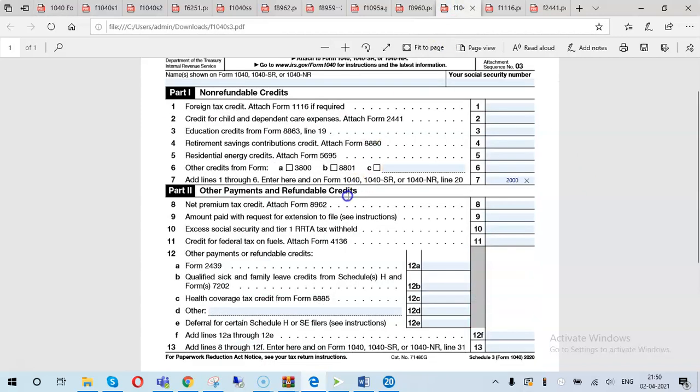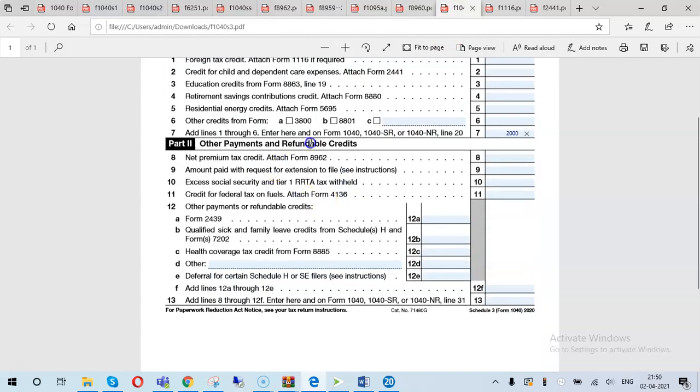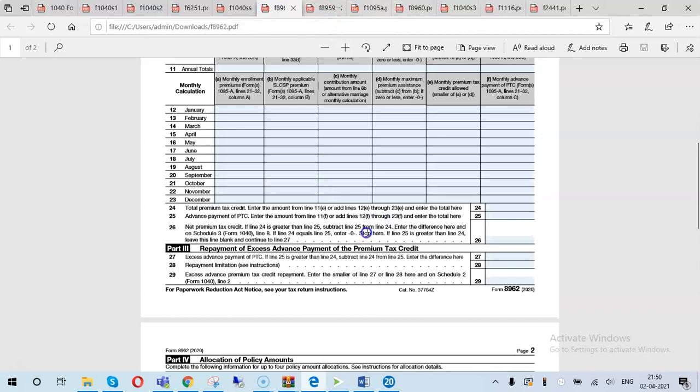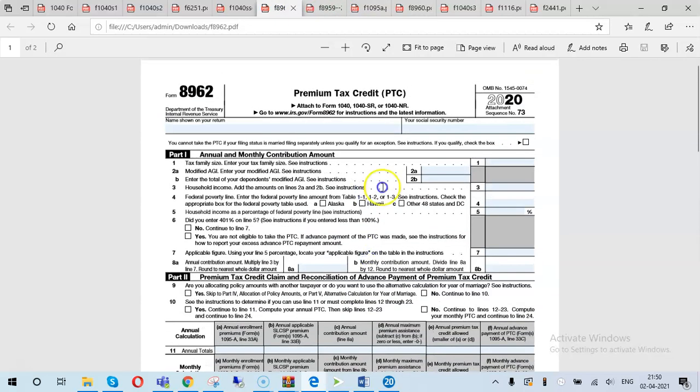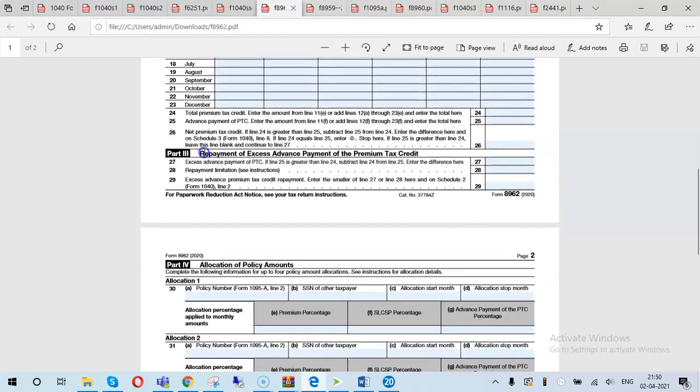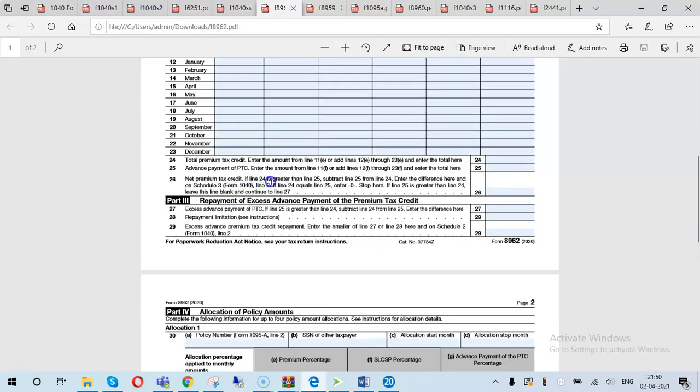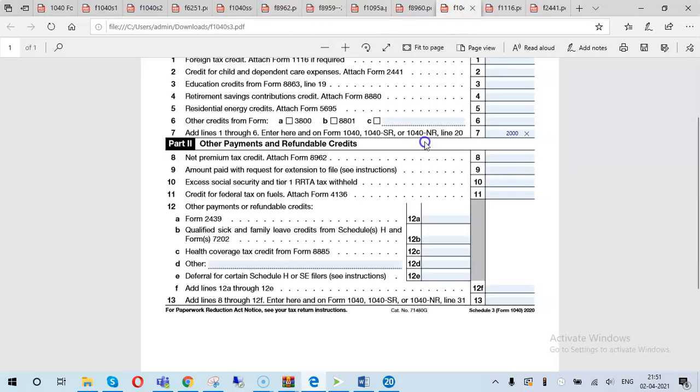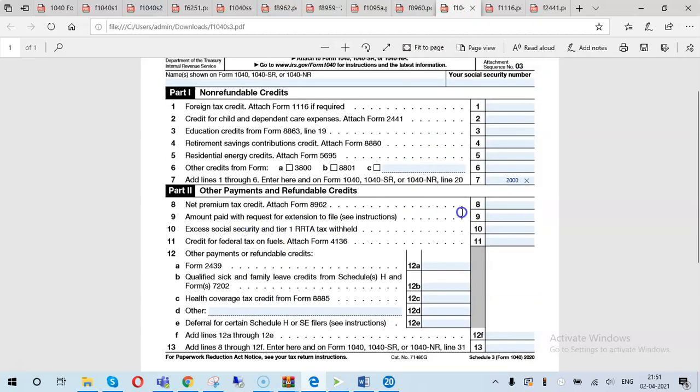Now coming to Part 2, other payments and refundable credits, like Form 8962, net premium tax credit. Just have a look at this Form 8962, premium tax credit. If line number 24, the total premium tax credit, is greater than line number 25, advance payment of PTC, the amount of line number 26 should flow to line number 8 of Schedule 3 here.